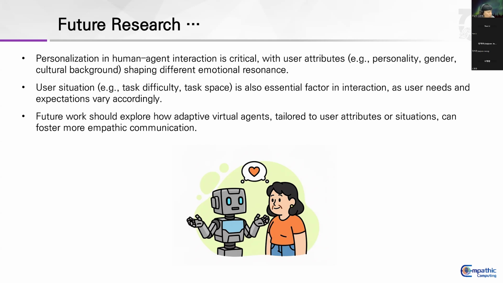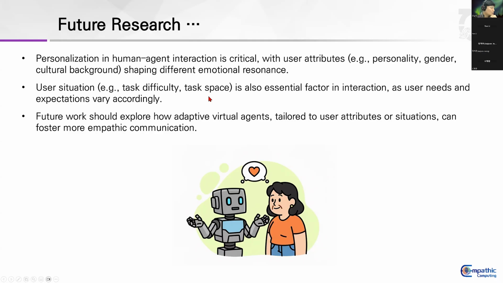And also, in addition to these three communication cues, emotional cues, there are many attributes from the human side that can influence the research result. For example, emotion can be influenced by the personality of the participant and also gender or cultural background. These three attributes are also interesting factors we can explore for future study.